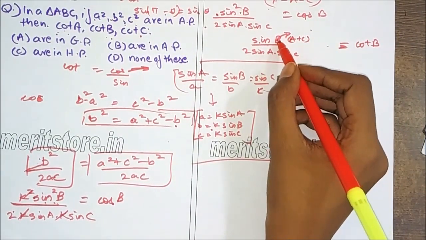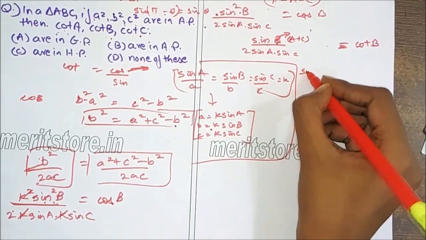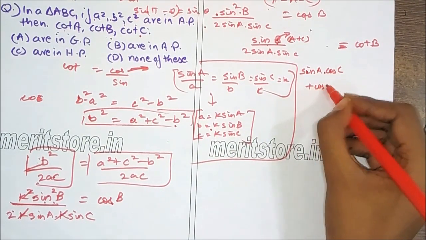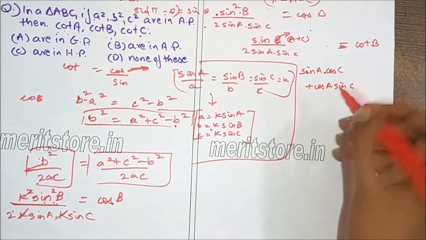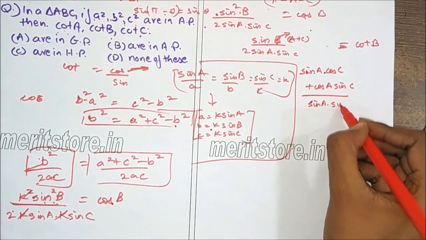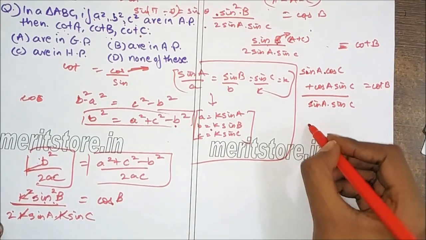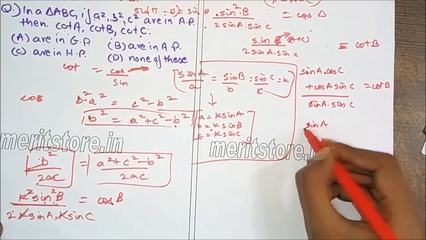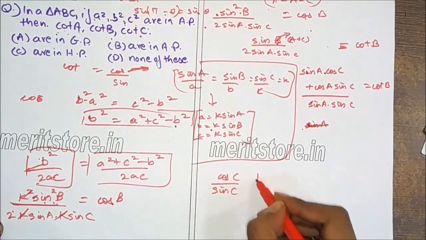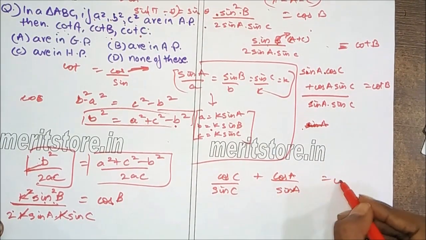So now we expand this by using the sine A plus C formula. So this is sine A cos C plus cos A sine C, divided by sine A sine C. This is equal to cot B. So simplifying this, we finally get cos C upon sine C plus cos A upon sine A is equal to cot B.